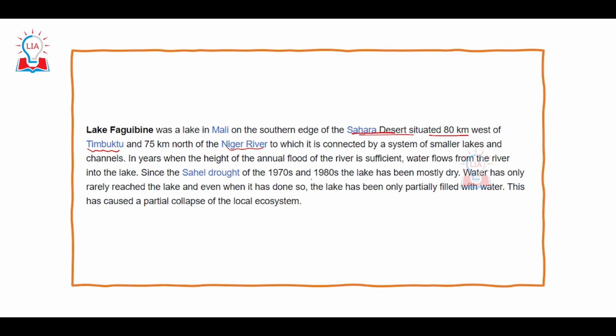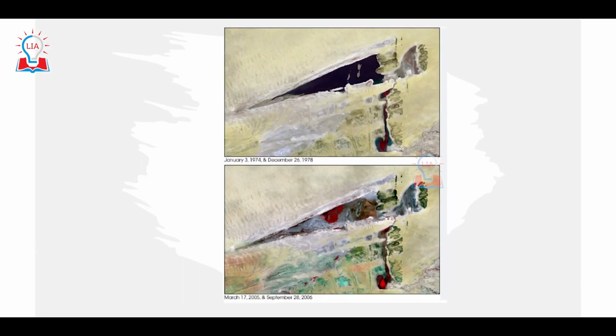Since the 1970s and 1980s, before that this lake was very large. If you look at the photos of 1978, you can see this lake having a huge volume of water. And if you compare that with the 2015 photo, you can see the lake has almost completely dried. Only the dry lake bits are visible in the satellite photo.